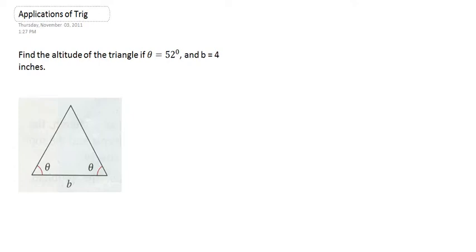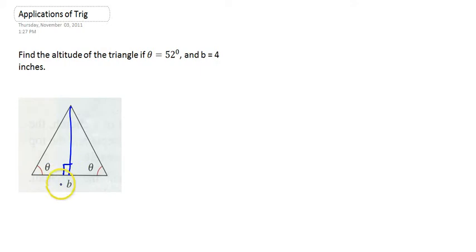Okay, so trigonometry is one of the most useful branches of mathematics, and in this section we're just going to learn some applications of it. And we'll start with a simple example. We're going to find the altitude of this triangle, and it's isosceles because the two base angles are the same. So we want to find the altitude of this triangle.